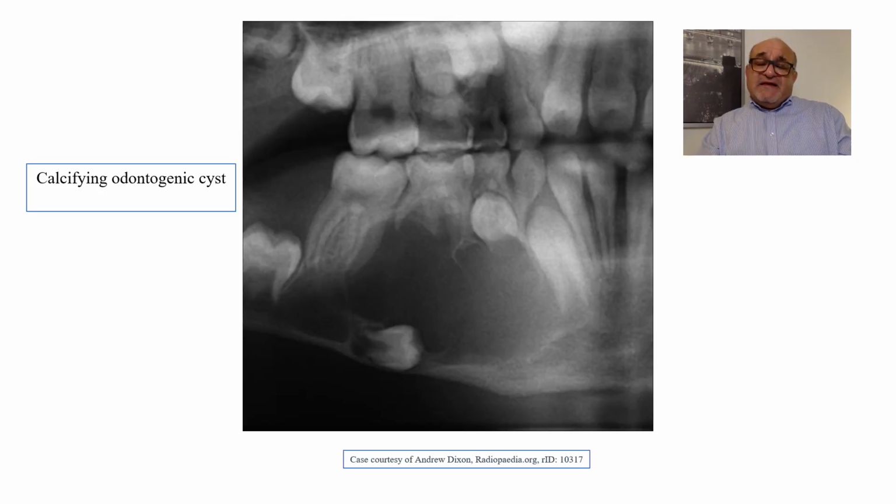The second lesion, which you can also find with an impacted tooth, according to the frequency, is the calcifying odontogenic cyst. You can find it between ages 20s and up to 60s.